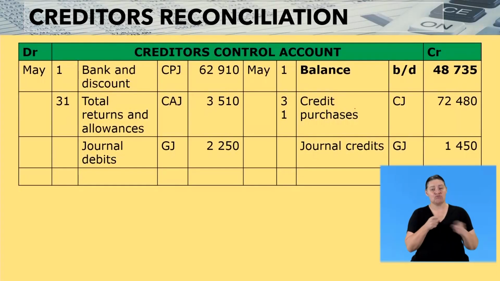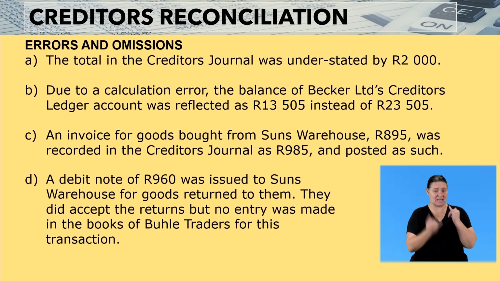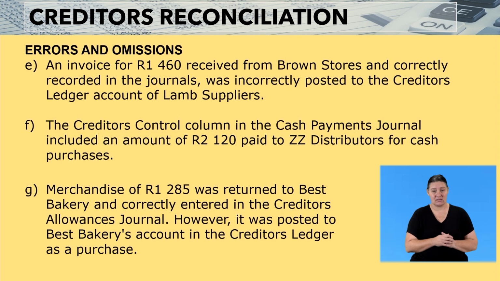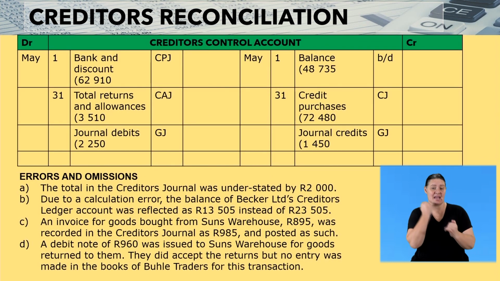Here is our creditors control account. Remember, on the credit side, it will increase, but on the debit side, it will decrease. And then we are going to have some errors, and here are the errors that we have. We are going to start correcting these errors.